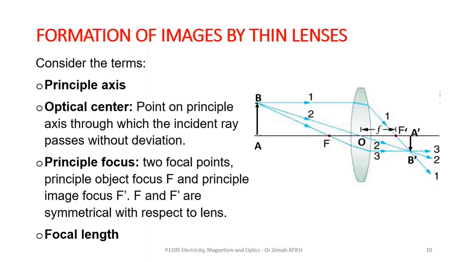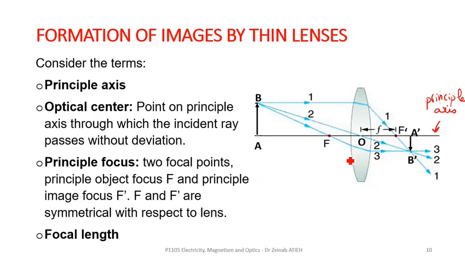So, formation of images by thin lenses. Before talking about the image, we just remember some terms. So a principal axis, what is the principal axis? It's this line. It is the principal axis or the optical axis. Remember, the principal axis is the line that joins the centers of the spherical surfaces. Okay, so C1 and C2 are not drawn here, but it's the line joining them, the principal axis.